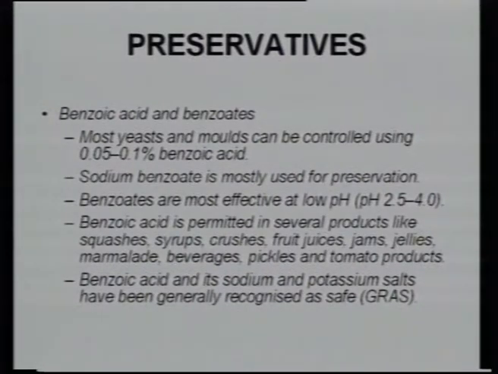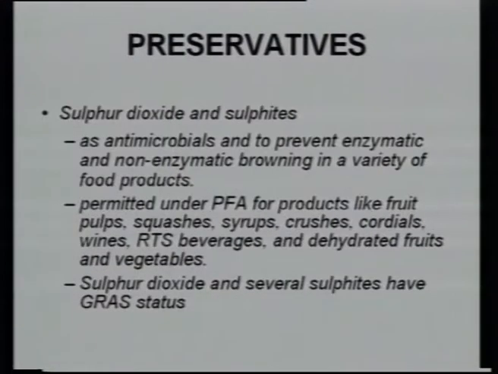Benzoic acid is mainly effective for yeast and mold, which can be controlled by using 0.05 to 1%. They are more effective at low pH, and it is used in squashes, syrups, fruit juices, jams. And we use the word GRAS, generally recognized as safe, and mainly sodium benzoate is used for the preservation. 0.05 to 0.1% is used.